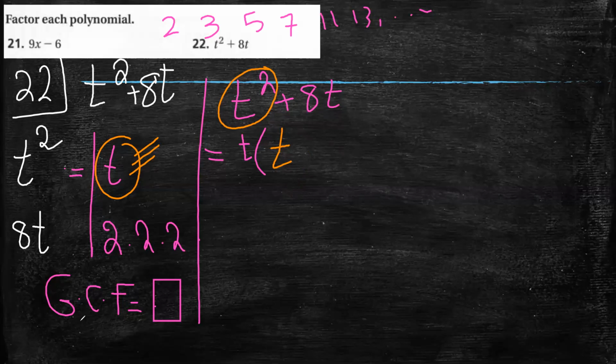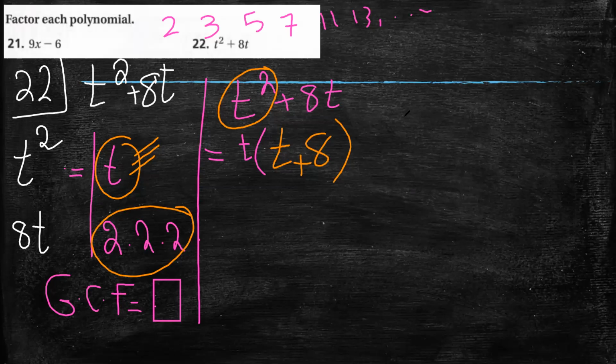Then look at the second one. When I remove the t, what is left? 8. So I will say now, after I factorize, I have t times (t plus 8). Is it clear? Is it clearer than the previous one? Yes, miss. Yes, it's easy and clear.